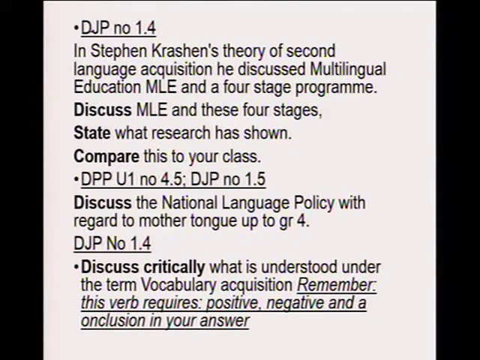Junior primary Unit 1, number 4.5 and Junior primary number 1.5. Discuss the national language policy with regard to mother tongue up to grade 4. Junior primary number 1.4. Discuss critically what is understood under the term vocabulary acquisition. Discuss critically is a level 3 verb. Remember, here you have to give the positive facts, give the negative facts, and give a conclusion in your answer.